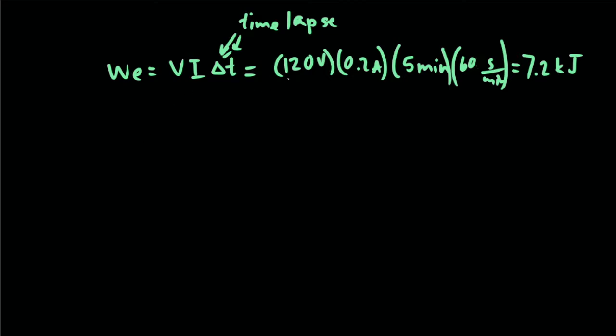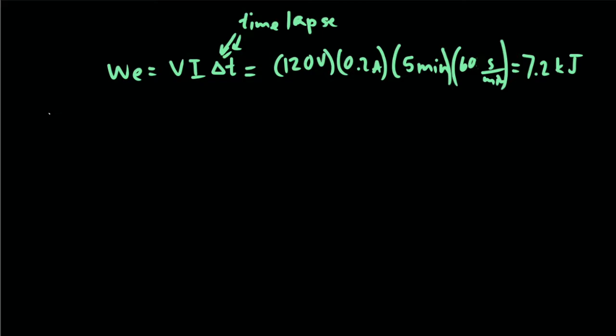So again, 120 times 0.2 gives us the power in terms of watts or kilowatts, right? So that's why we need to convert this 5 minutes into seconds so that we can multiply. A kilowatt is a kilojoule per second, so that we can have our seconds cancel and get kilojoules.